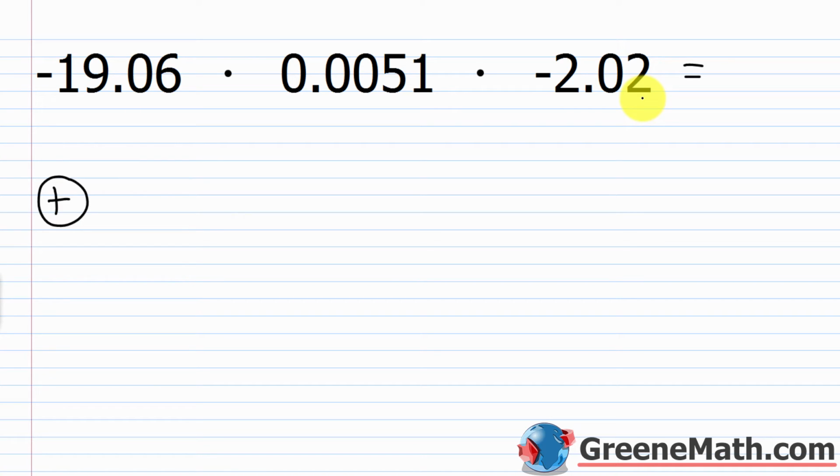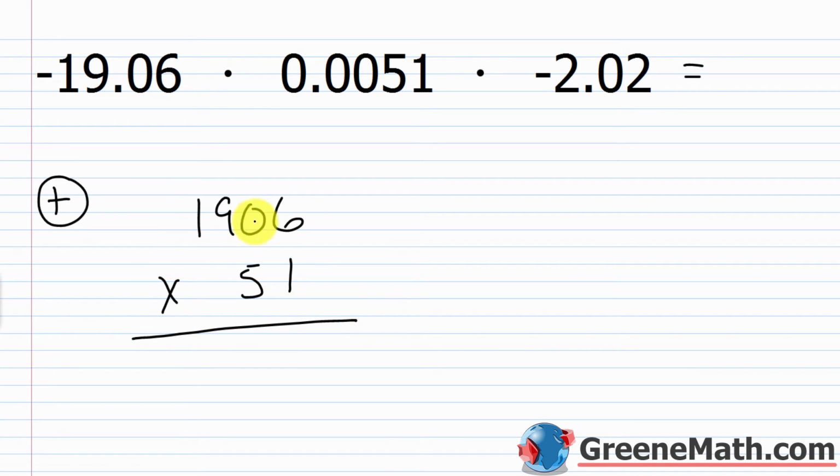Now, the next thing we want to do is multiply any two of the numbers together. And so I'm going to start out with 19.06 times 0.0051. So to do that, I'm going to pretend this is 1,906 times 51.